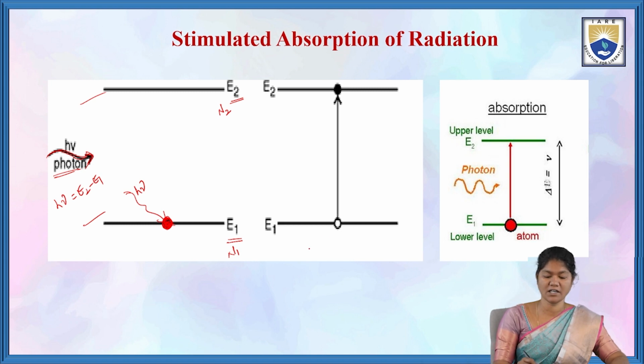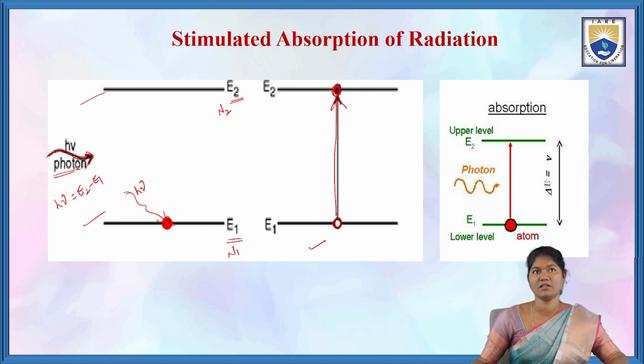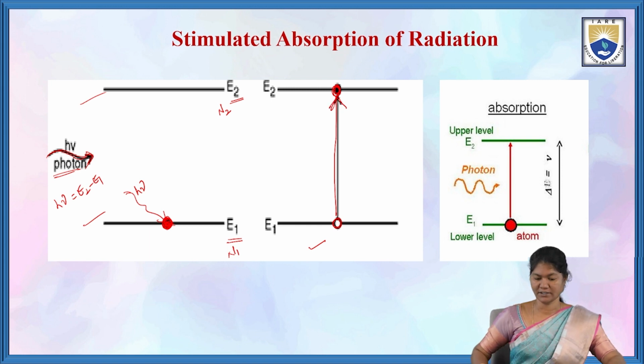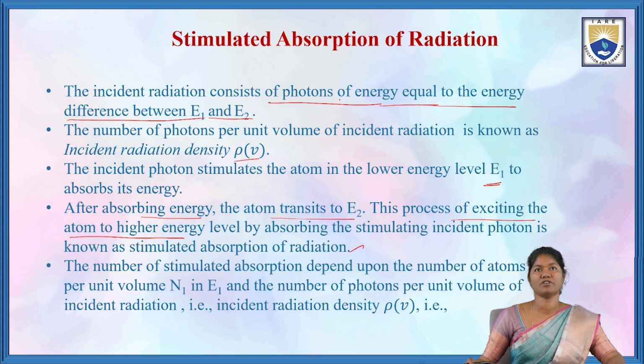That's why in the second diagram, the energy level E1 is empty, then the electron transits to the higher energy state. Now this atom is at the energy level E2. So when the incident photon interacts with the ground state or lower energy state atom, this atom gains energy from the photon, then transits to the higher energy state. This is called stimulated absorption of radiation.